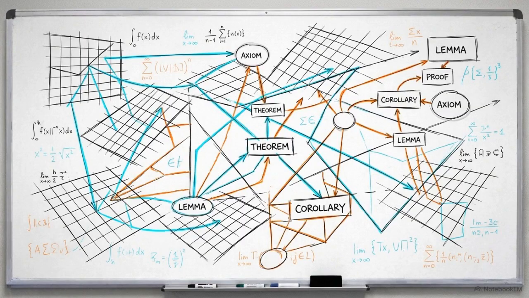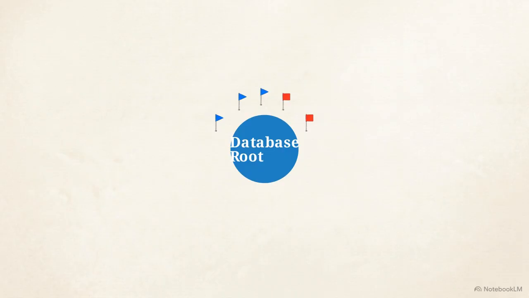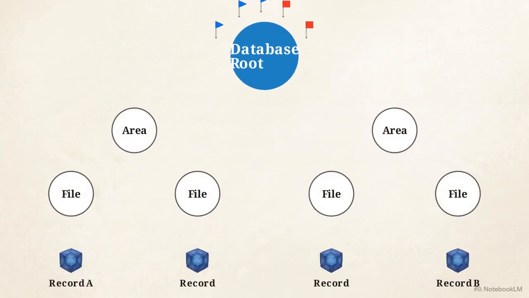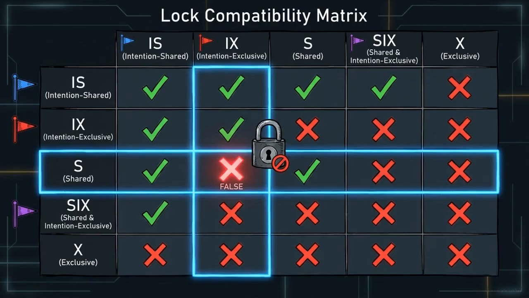These warnings only function because they adhere to strict mathematical rules defining which locks can exist on a node simultaneously. For example, multiple IS and IX locks can coexist on the same root node. They simply indicate that multiple transactions are operating inside the database at the same time, likely updating completely different records in completely different files. This logic is mapped in the lock compatibility matrix, evaluating IS, IX, shared, SIX, and exclusive states. If a transaction holds a shared lock and another requests an IX lock, the matrix evaluates to false. The second request is blocked.